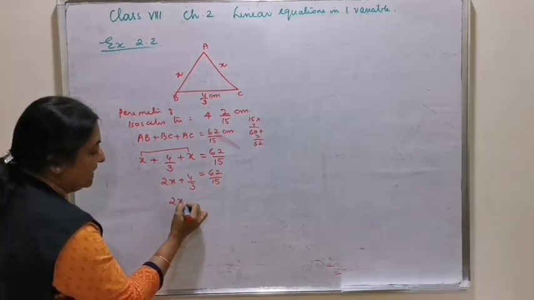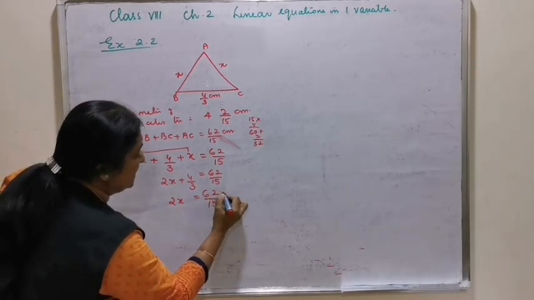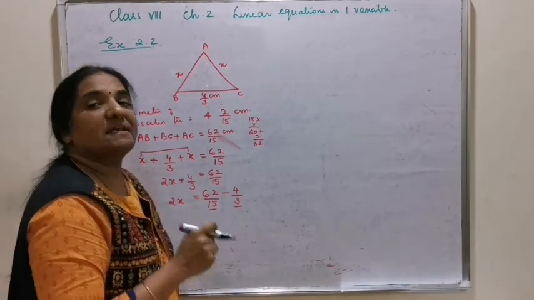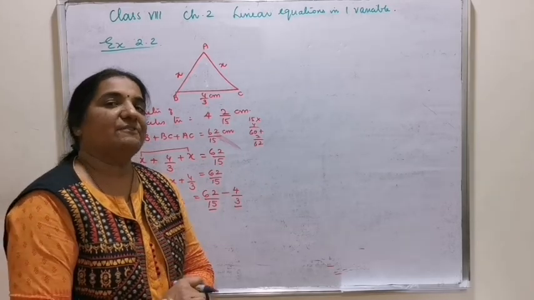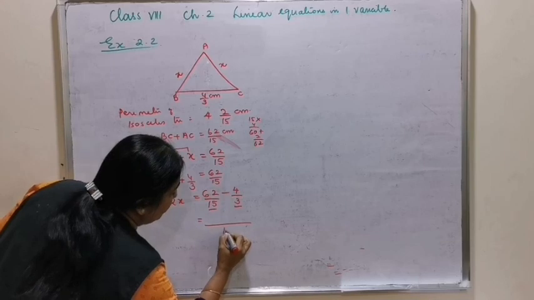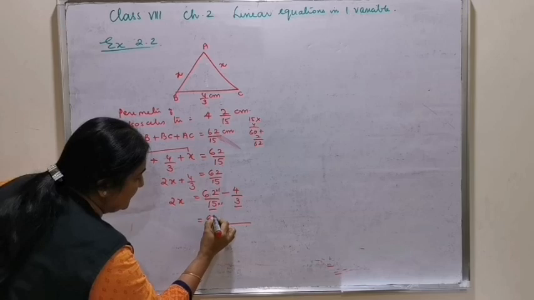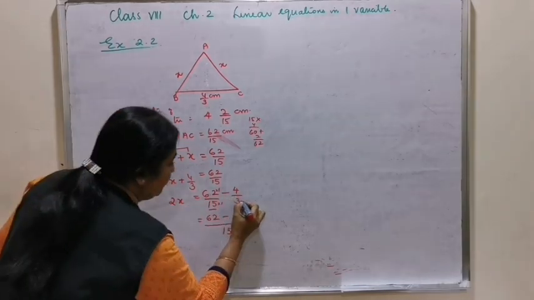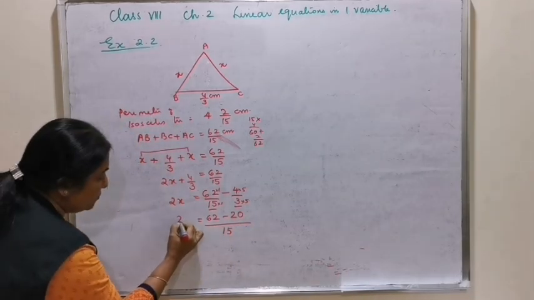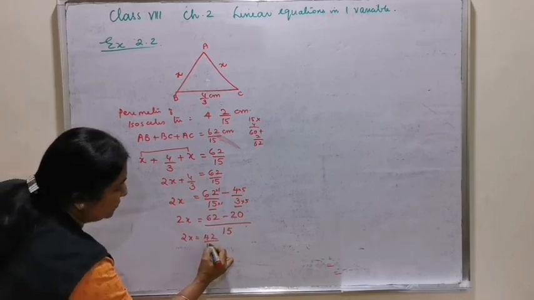You can leave 2x on the left hand side: 62 by 15 minus 4 by 3. The LCM of 3 and 15 is 15. Why? Because 15 is a multiple of 3. So 15 into 1 gives 62, minus 4 into 5 is 20. 2x is equal to 62 minus 20, which is 42 by 15.